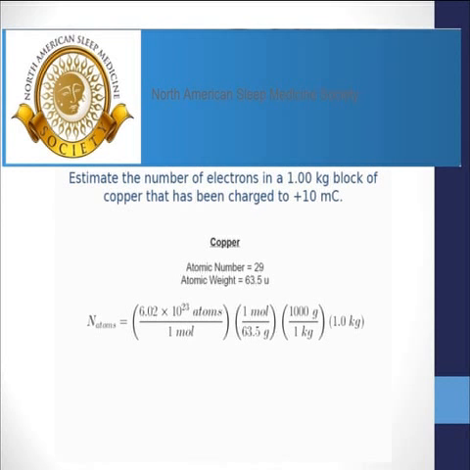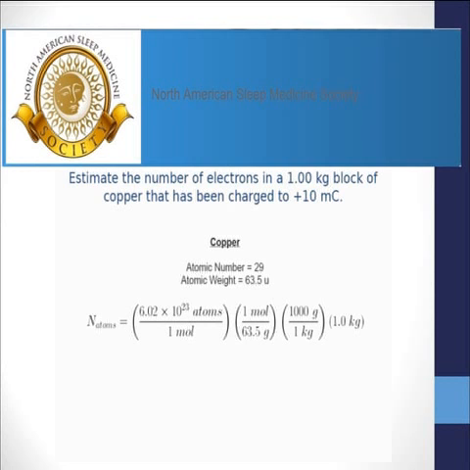First, I'm going to calculate the number of atoms in my block of copper. So I'm going to start with Avogadro's number, 6.02 times 10 to the 23rd atoms per mole, and then I'm going to convert that into atoms per gram using the atomic weight. So 1 mole is 63.5 grams. And then I'm going to convert the weight to kilograms. 1,000 grams is 1 kilogram. And then finally, I'm going to multiply it by the mass of my block, 1 kilogram.